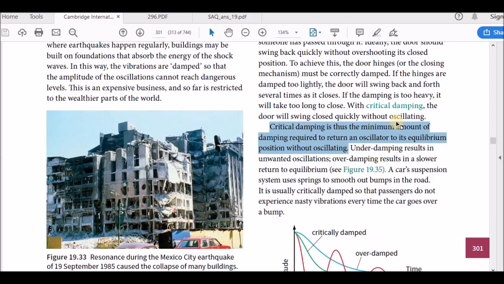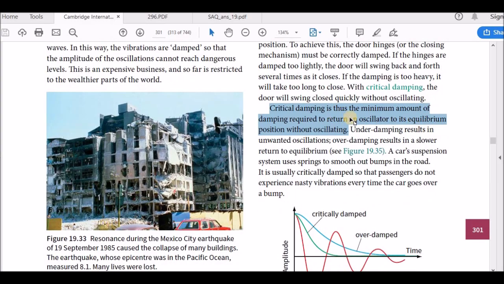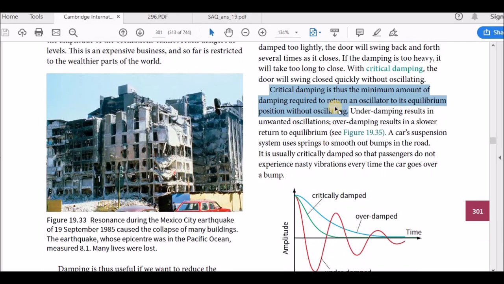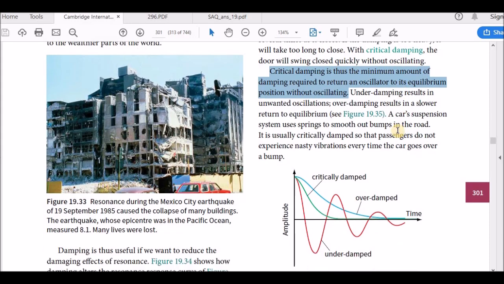Okay, so with critical damping, the door will swing closed quickly without oscillating. Critical damping is thus the minimum amount of damping required to return an oscillator to its equilibrium position without oscillating. So minimum damping required to return an oscillator to its equilibrium position without oscillating. You can see this word here, critical damping, is in green bold letters, which means you should know the meaning. Okay, so this is an example where you can use it for a door.